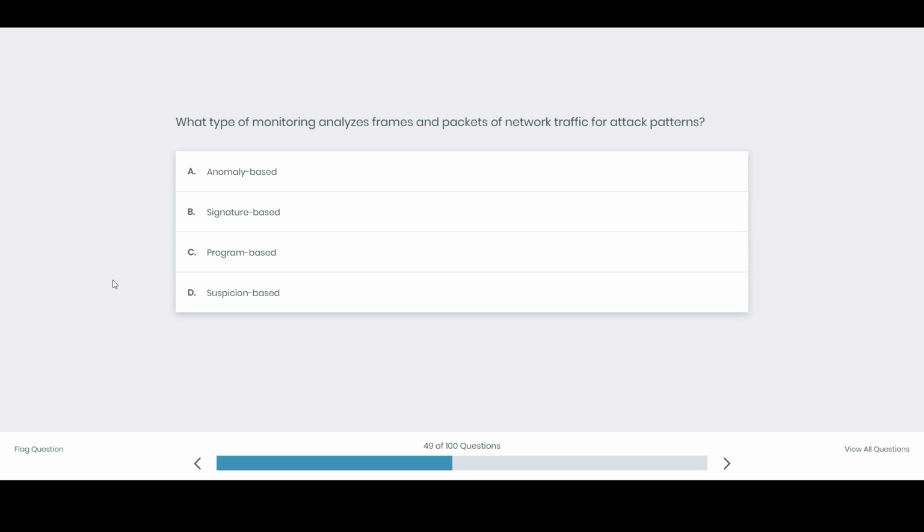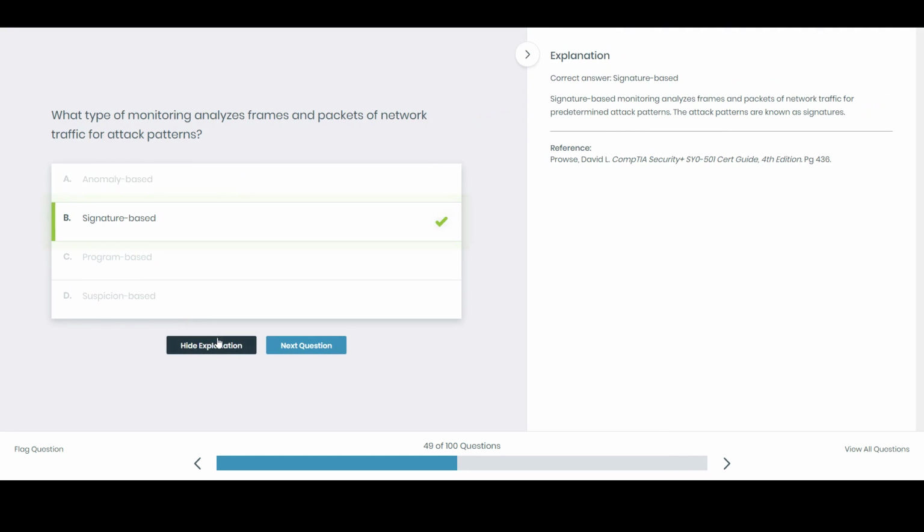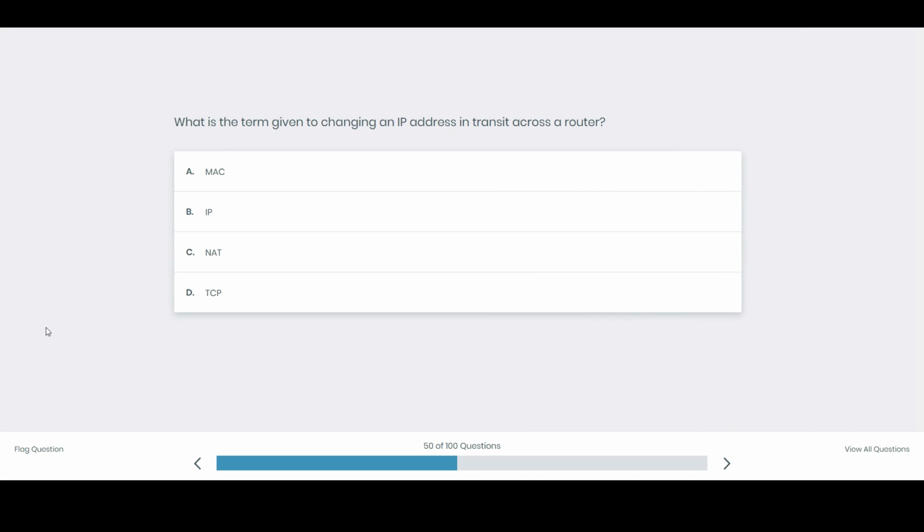What type of monitor analyzes frames and packets in network traffic for attack patterns? I think for me it's signature-based, because signature-based monitors analyze frames, packets, and network traffic for predefined attack patterns. The attack patterns are known as signatures. Yeah, signature.